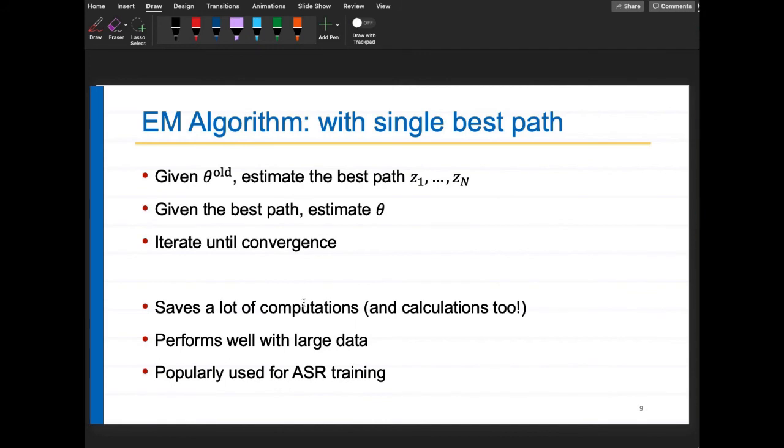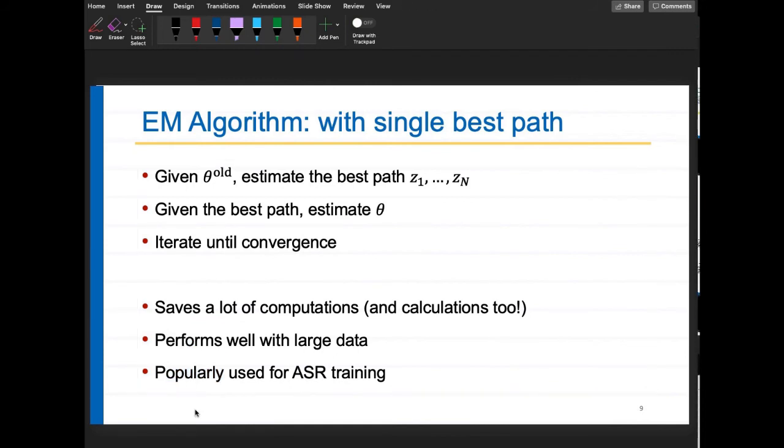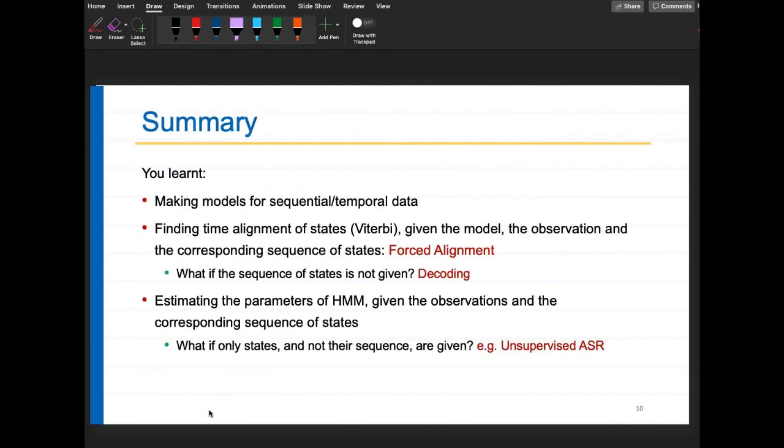So it saves a lot of computations and calculations, performs very well with large data, and is popularly used for ASR training. Like current state-of-the-art ASR systems, they all use this algorithm. Find the single best path, update your probabilities, the distributions, and that is it. No need of Baum-Welch, no need of soft assignments. Okay, so that was something which you will get only when you go to a particular field and work with HMMs and you see, oh, really people don't use forward-backward algorithm actually.